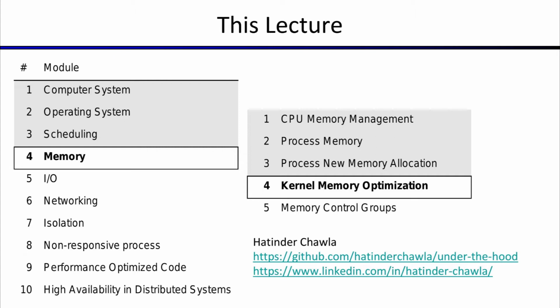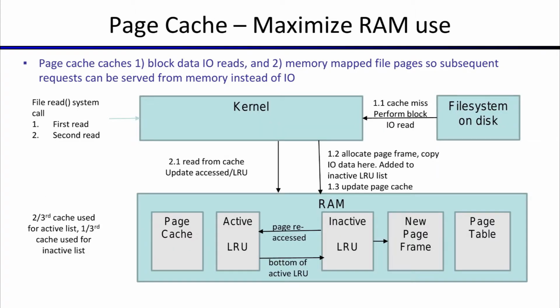Okay, so let us get to lecture 4 on kernel memory optimization that is part of memory management. Now, the kernel is meant to maximize the use of the RAM resource. In fact, all resources, but we are covering RAM resource. So RAM is expensive, it is limited, but the RAM memory can truly increase performance of a system. So the kernel is structured and built to enable that.